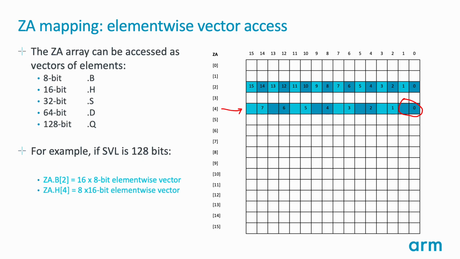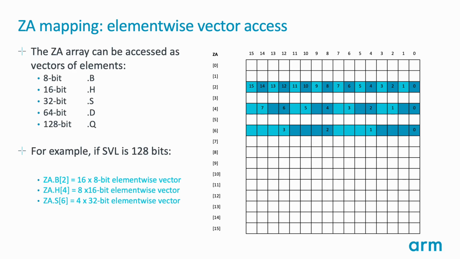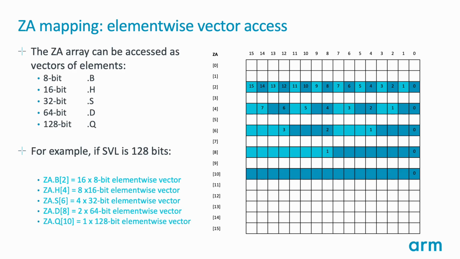Similarly, we can use 32-bit access, for which in ZA, instead of H, it will become S. Here is an example of S6. .S6 will access a 32-bit element size. So the number of elements in that row would be only 4. Similarly, we can have access to 64-bit element size, 128-bit element size, in which case for an SVL 128-bit implementation, the complete row will have only one element, and that can be accessed as ZA.Q.